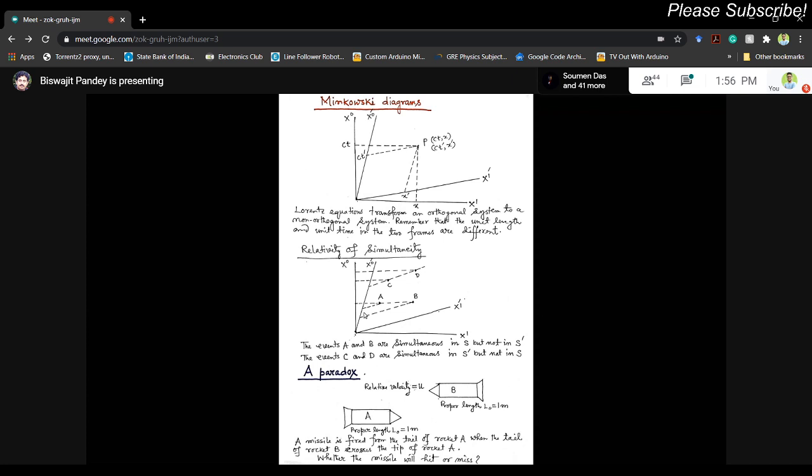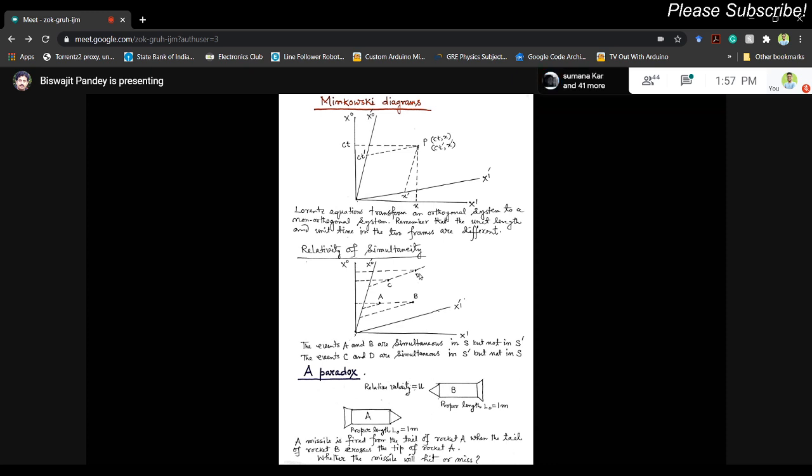If I take the opposite position where the two events C and D are parallel in the prime frame. So you see, when I draw a line which is parallel to the space axis in the prime frame, that line cuts the time axis in the prime frame at a single point. So these two events C and D are simultaneous in the prime frame.